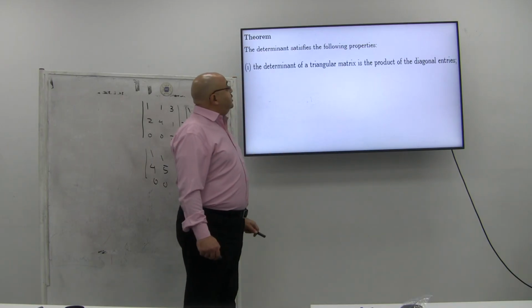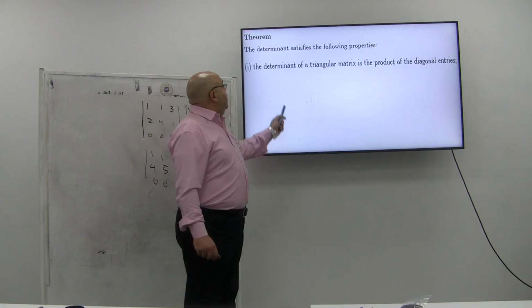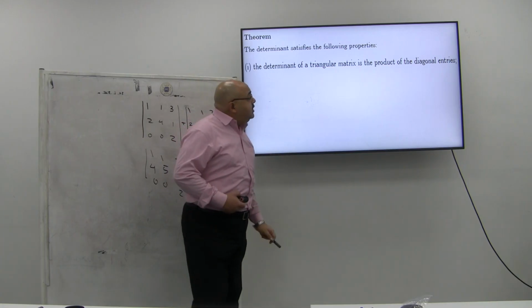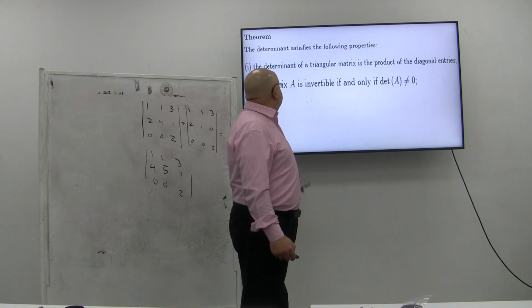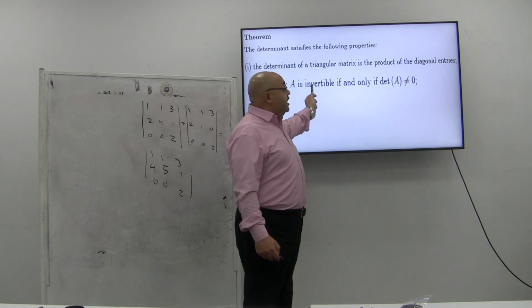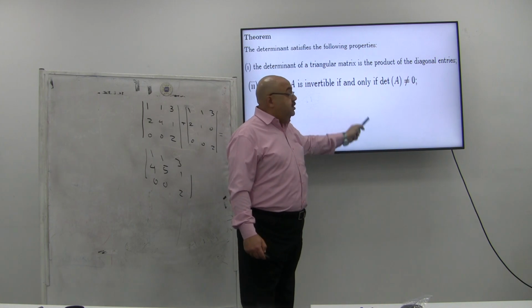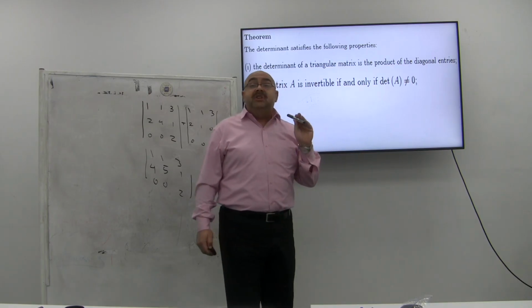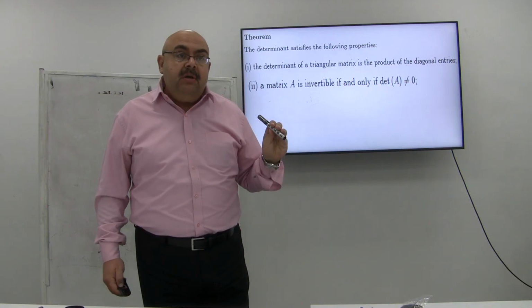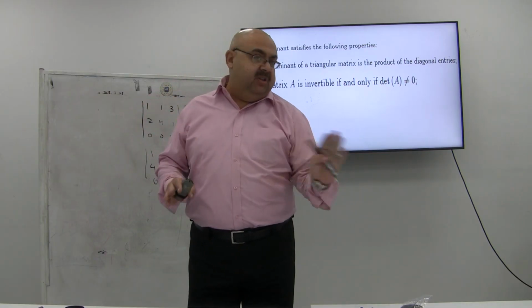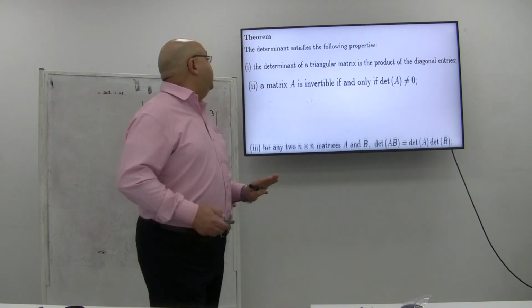Satisfy the following determinants of a triangular matrix. The determinant of a triangular matrix is the product of the diagonal elements only. A matrix A is invertible if and only if its determinant doesn't equal 0. And in this case, this matrix is called a non-singular matrix. So any matrix with a determinant that doesn't equal 0 is called a non-singular matrix.